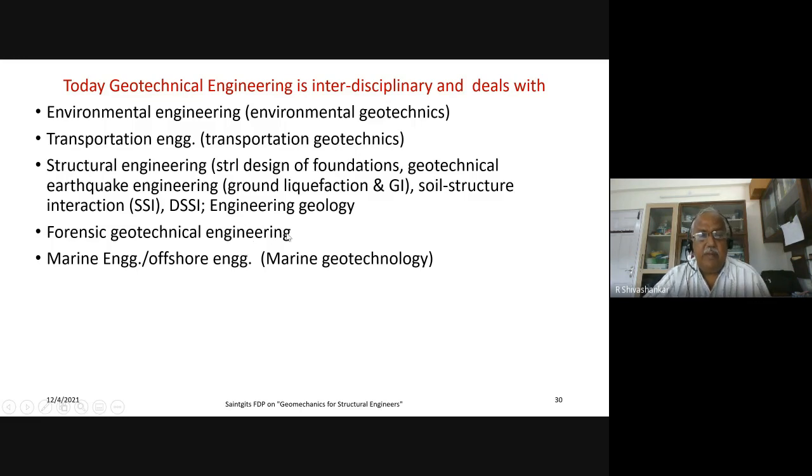And another important branch of geotechnical engineering is forensic geotechnical engineering. So we have a lot of failures around us, slope failures, building failures, so many failures. We have to analyze and see what are the reasons for that, what was not done properly. So it's not just failures that constitute forensic. Also, some structures which should have performed extremely well, we have to study that also. That also constitutes forensic geotechnical engineering.